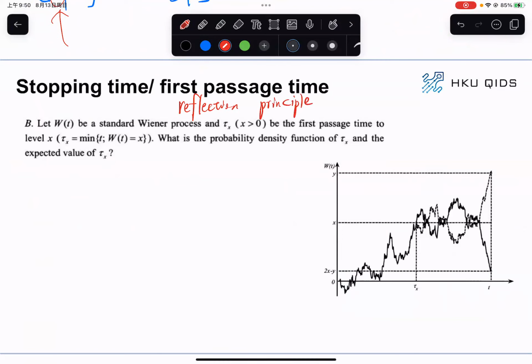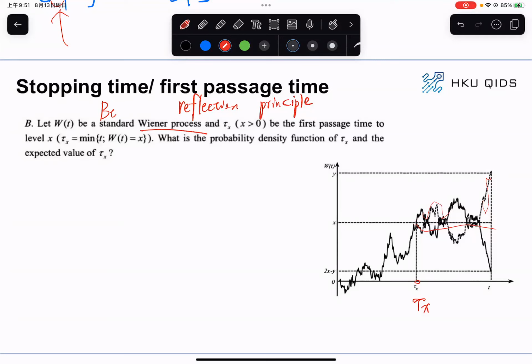I have drawn a picture here. You can see starting from tau t, which is just the time point here. During this period, if we have some kind of process above this x, we can have its same reflection below the x, okay? And the question is that if W_t is a standard linear process, which is just a Brownian process, just another name, and tau_x, x larger than 0, is the first passage time to level x, what's the probability density function of tau_x, and what is the expected value of tau_x?